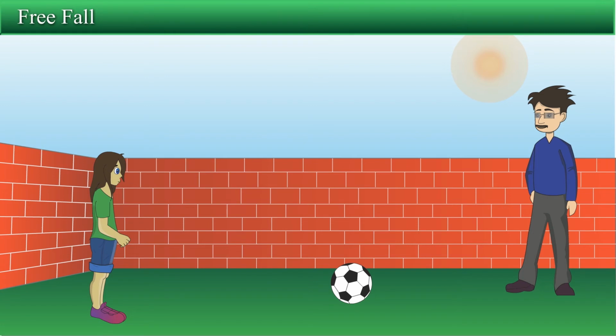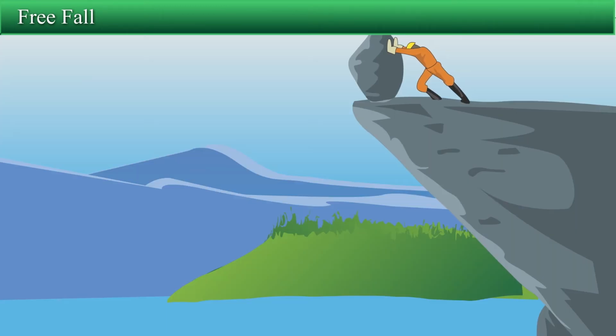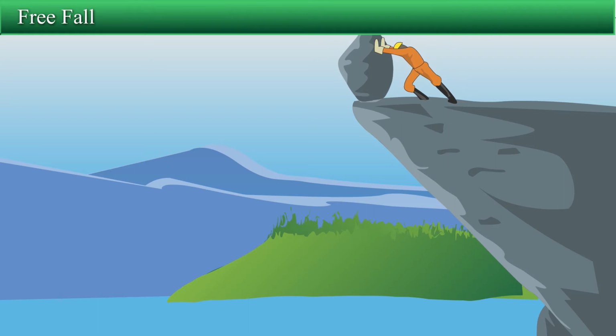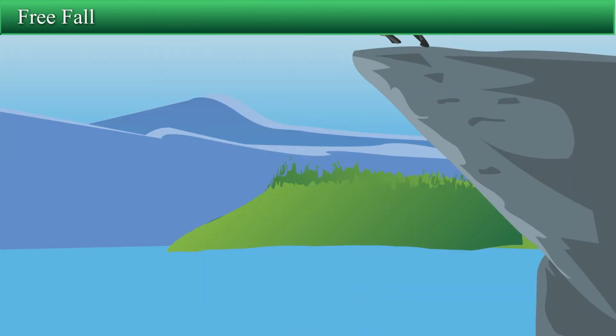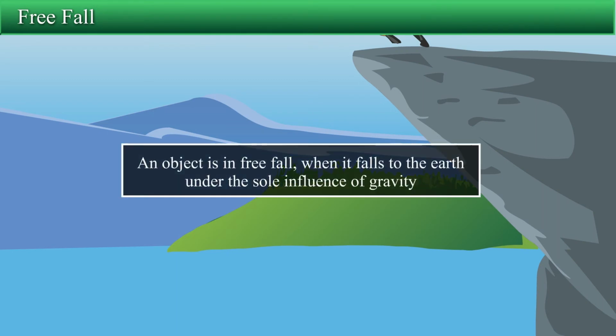Not actually. We already saw that when a ball is thrown up, it falls back to the earth. If this rock is pushed from a height, it falls to the earth. This is called free fall. An object is in free fall when it falls to the earth under the sole influence of gravity.